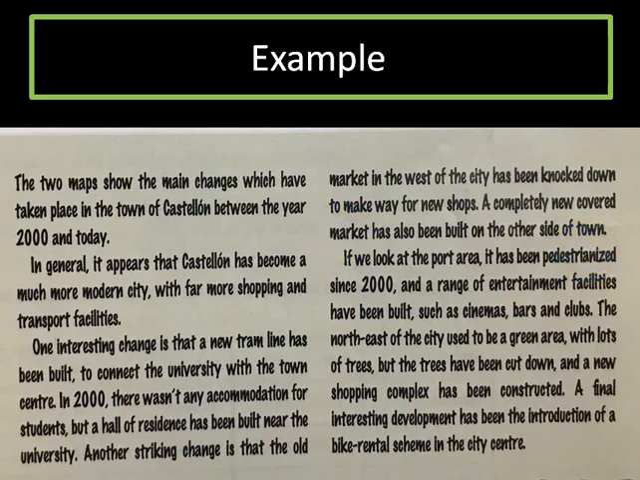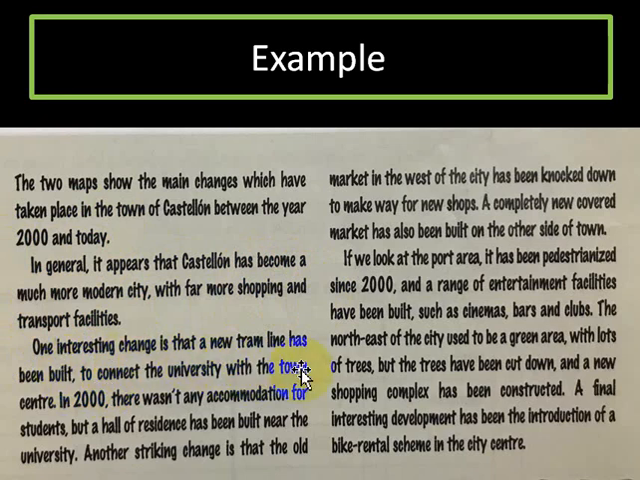If you take this example, we will say, for instance, here, the two maps show the main changes which have taken place in the town of Castilian. I'm sorry if I'm mispronouncing this word because I'm not familiar with this town, between the year 2000 and today. In general, it appears that Castilian has become a much more modern city with far more shopping and transport facilities. This paragraph should be merged with the second one, because I told you have to have only one introduction. Then we have what? Another paragraph for the body.